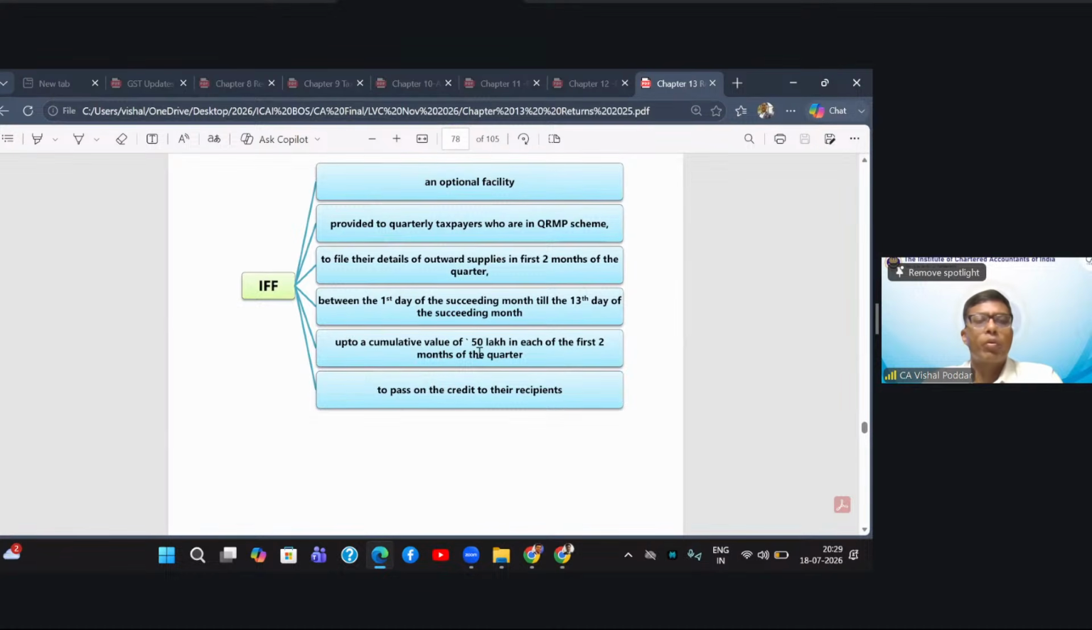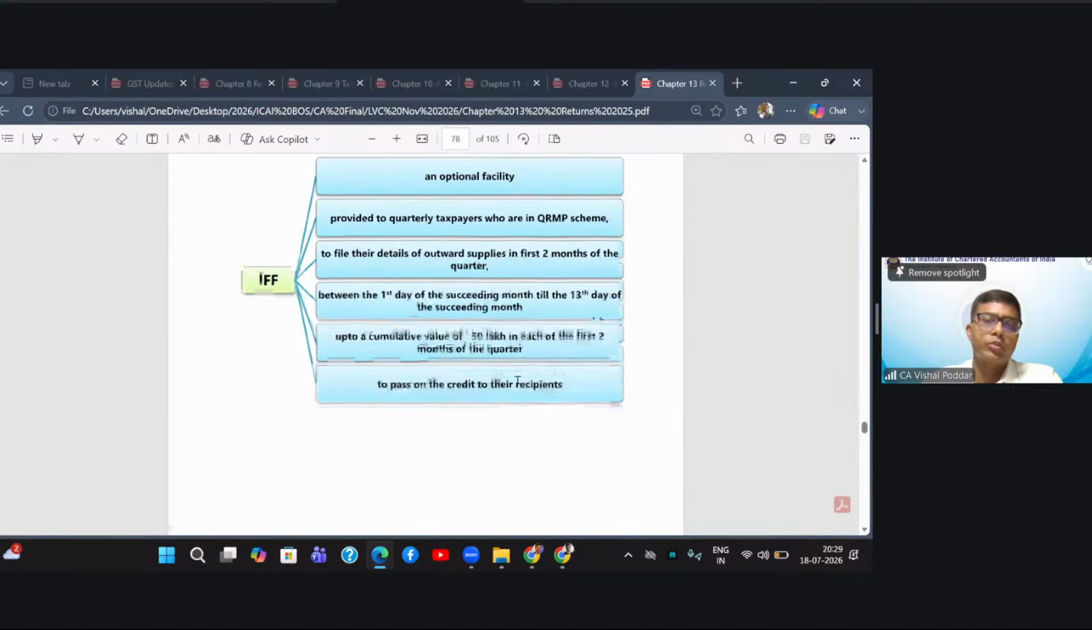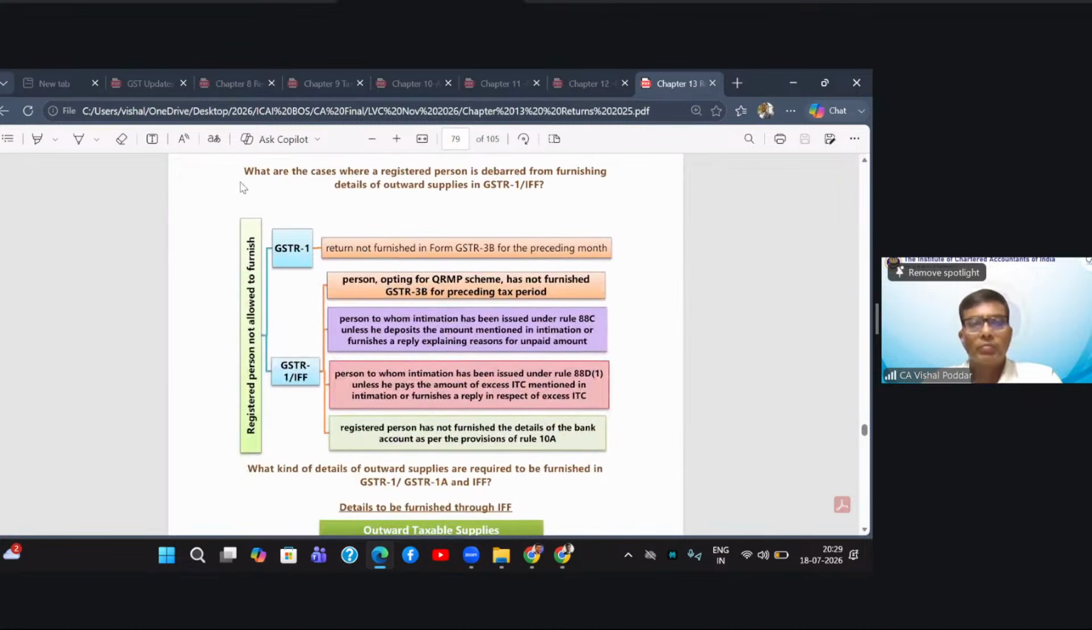Now, the moment you are uploading this invoice using the IFF, you are able to pass on the credits to your recipient. Now, what are the cases where a registered person is debarred from furnishing the GSTR 1 or the IFF? This is important, and you will find it matching with what we also studied, where a person is debarred from e-way bill generation.